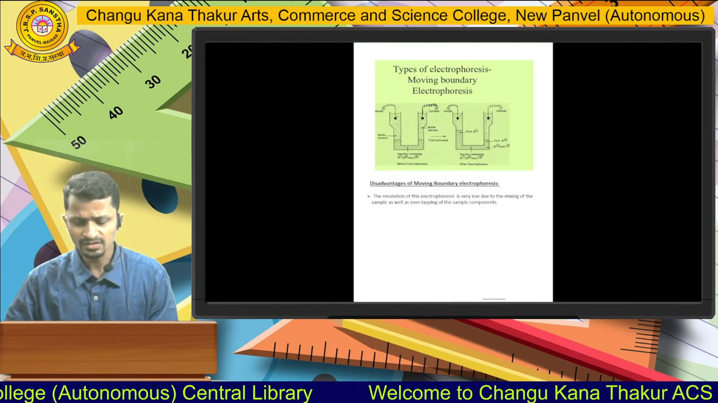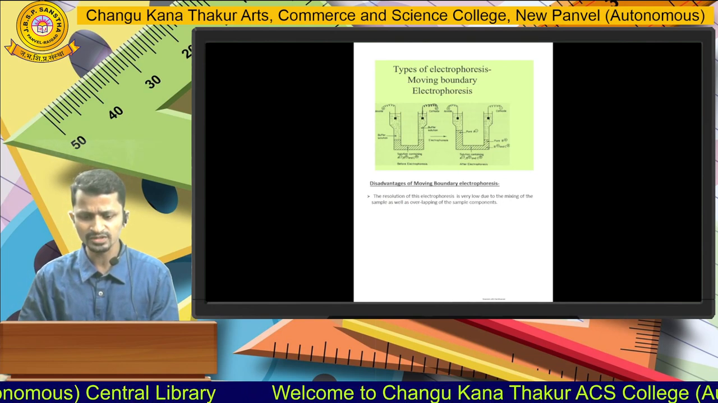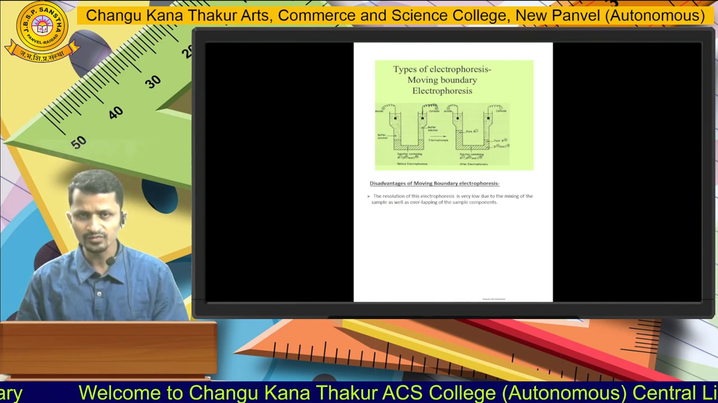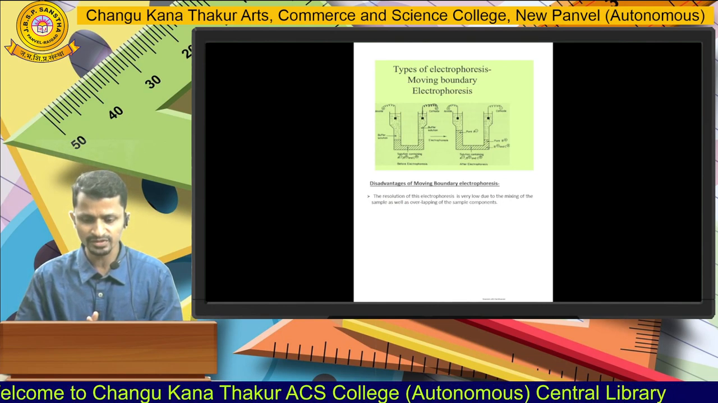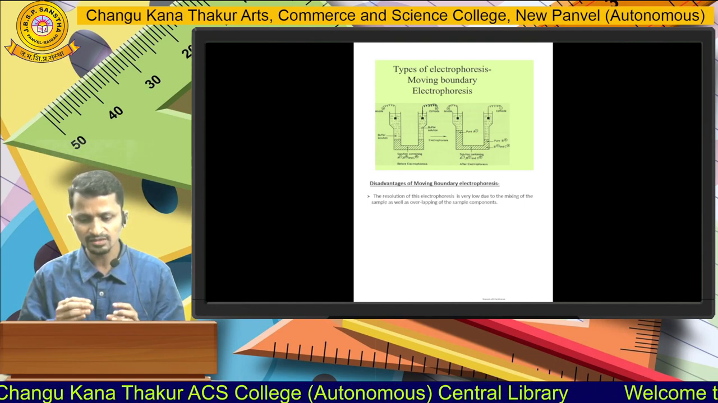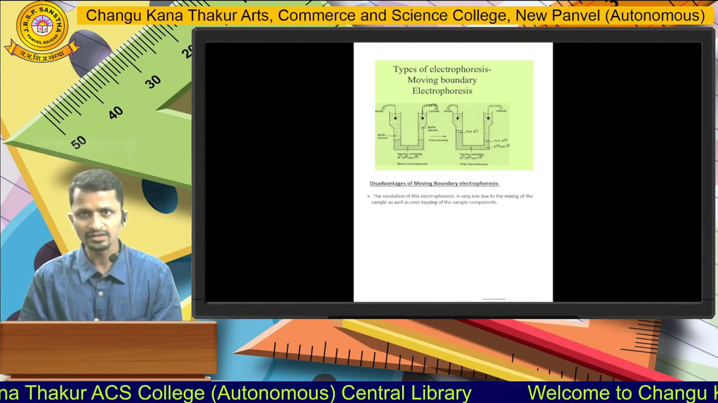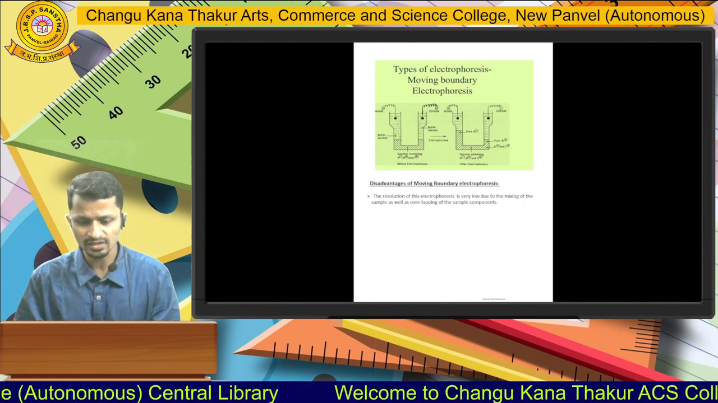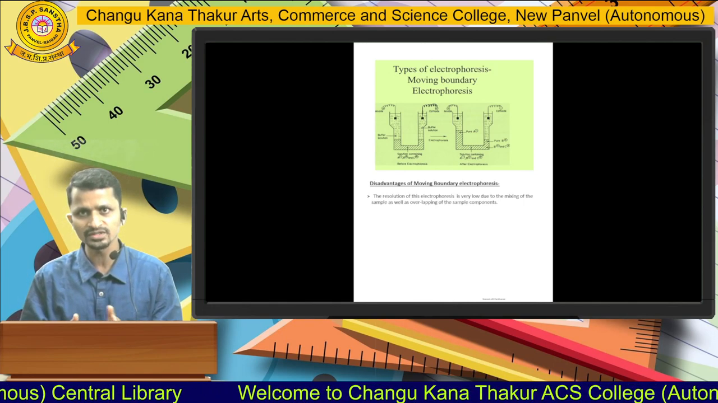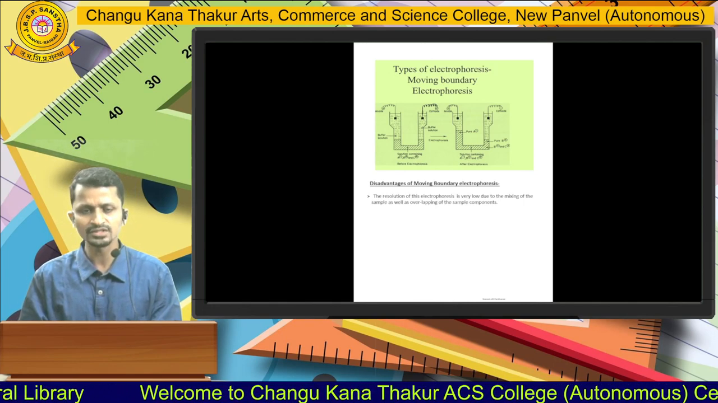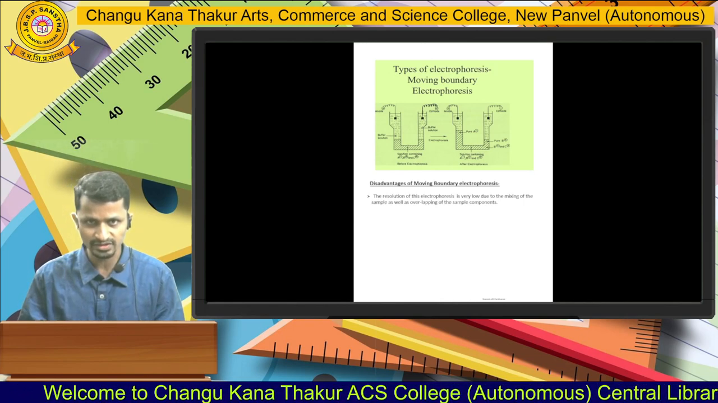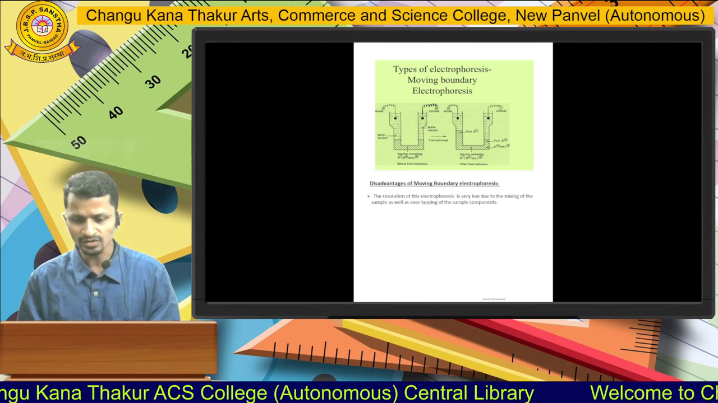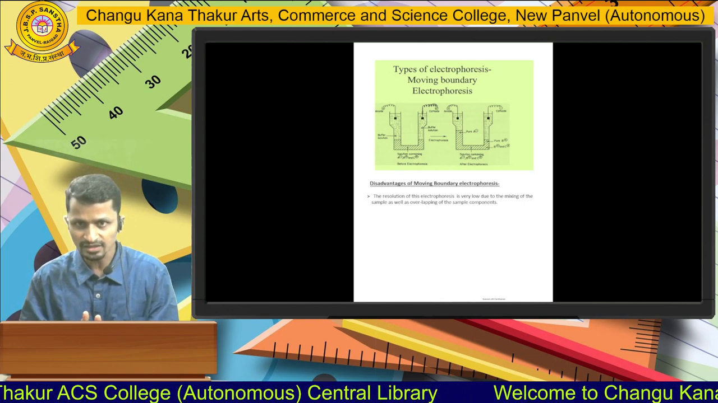So you see here, this is the diagram of the moving boundary electrophoresis technique. Two U-shaped tubes I have shown here. The first diagram is before starting the electrophoresis technique: the charged particles are present at the bottom of the U-shaped tube, and then the buffer solution is there, and the two electrodes are there, cathode and anode. Anode is the positively charged electrode, cathode is the negatively charged electrode. When you start the electrophoresis, that means when you supply the electricity to both these electrodes, cathode and anode, then the movement of the charged particles takes place slowly.